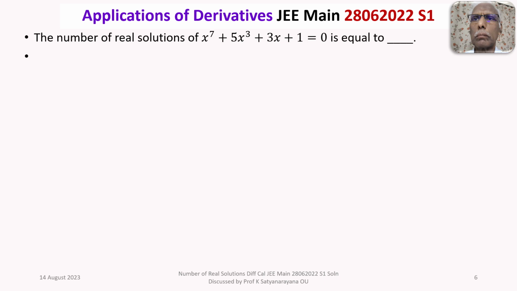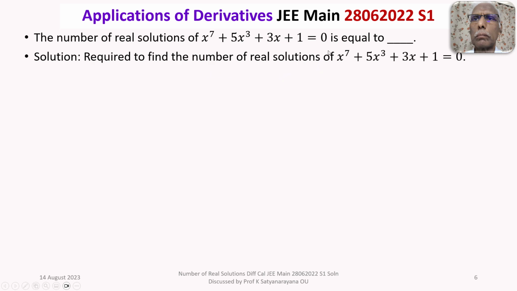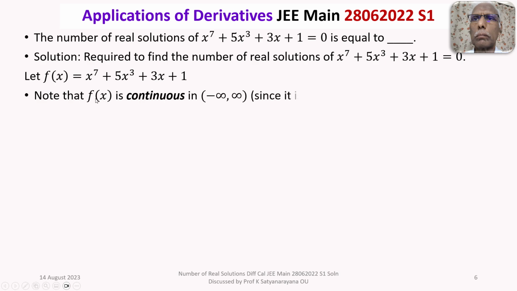We now discuss the solution of the problem in detail. We are asked to find the number of real solutions of this equation x power 7 plus 5x cube plus 3x plus 1 is equal to 0. Let f of x is equal to x to the power of 7 plus 5x cube plus 3x plus 1. You note that f of x is continuous on the whole of the real line, that is minus infinity to plus infinity. Why is it continuous on the whole of the real number line? Because it is a polynomial.